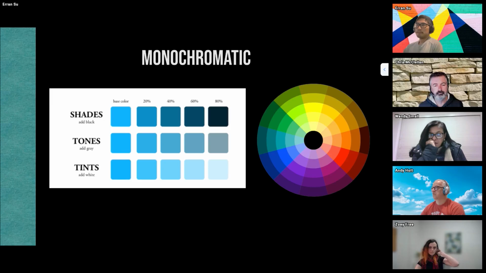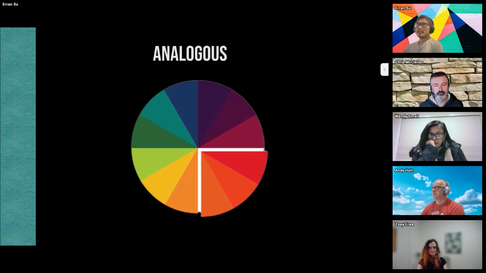The second type is analogous, which means that the colors sit next to each other on the color wheel, okay? And they will also look good together.